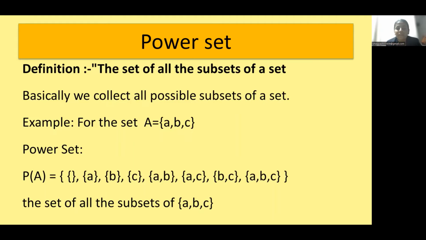आता बघा इथे सेट A मध्ये 3 एलिमेंट आहेत, त्याच्या पॉवर सेट मध्ये कोणकोणती एलिमेंट येणार आहेत तर एम्प्टी सेट is the first subset of set A, then singleton a, singleton b, singleton c, then ab, ac, bc. Okay, and the last set is set A itself, that is abc. Okay, so power set of A contains 8 elements, the set of all subsets of a, b, c.